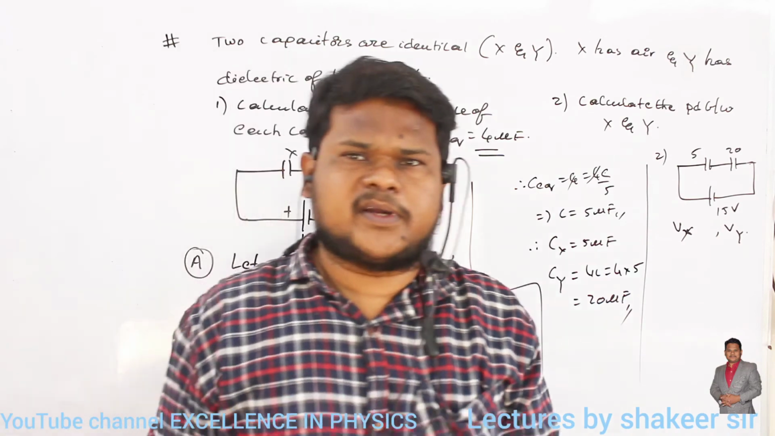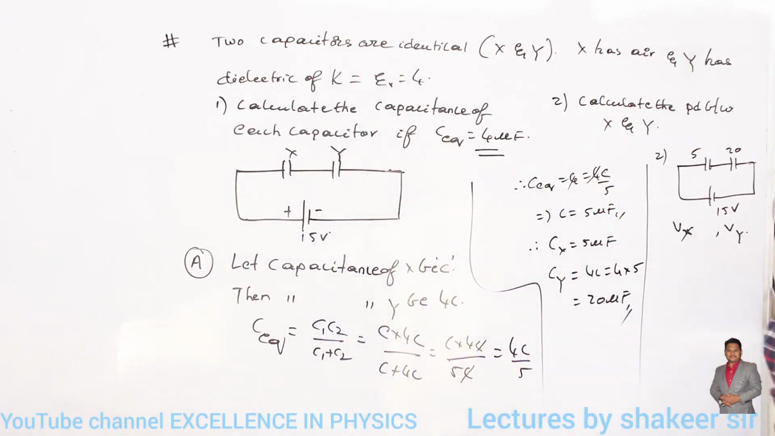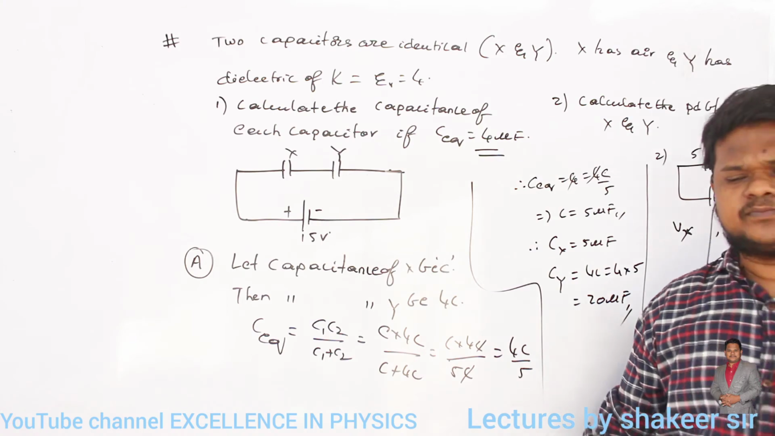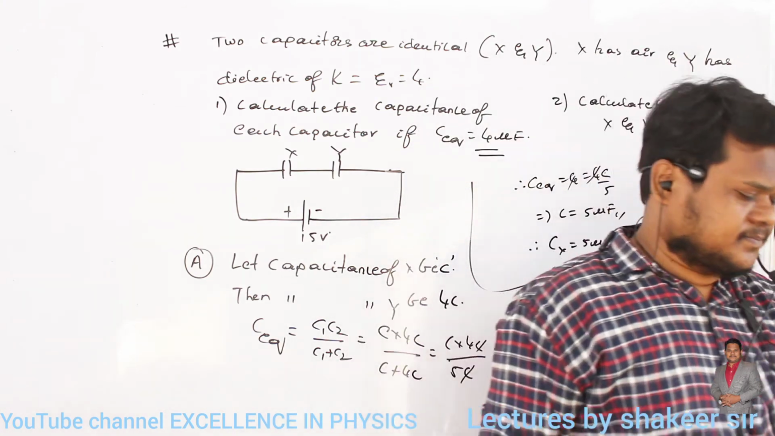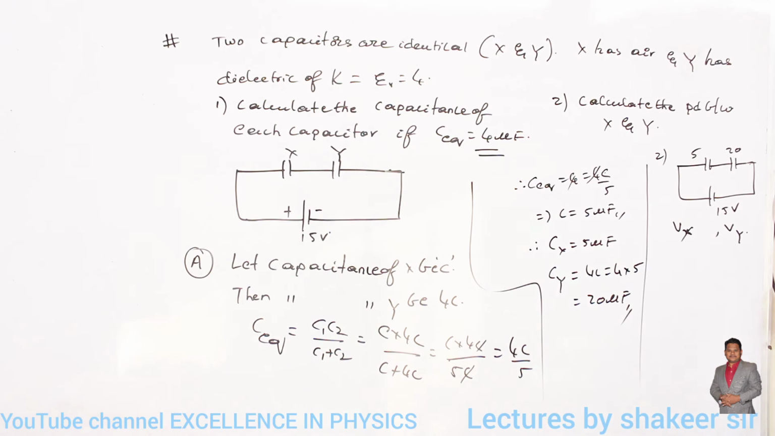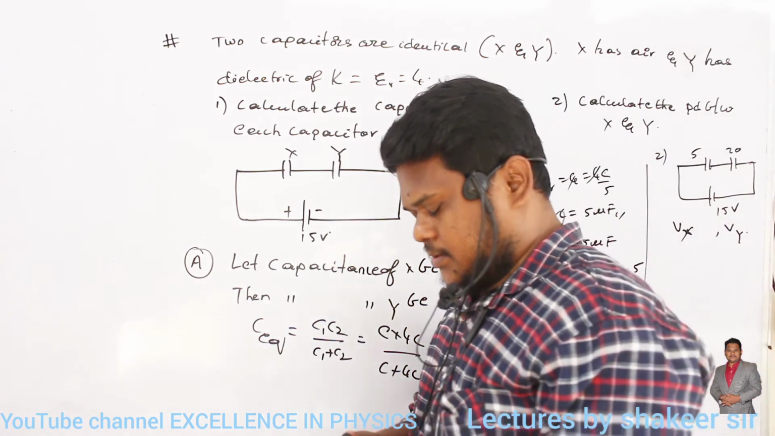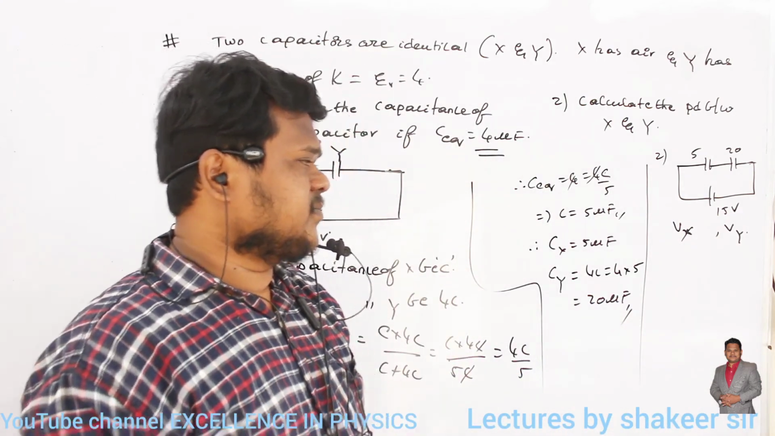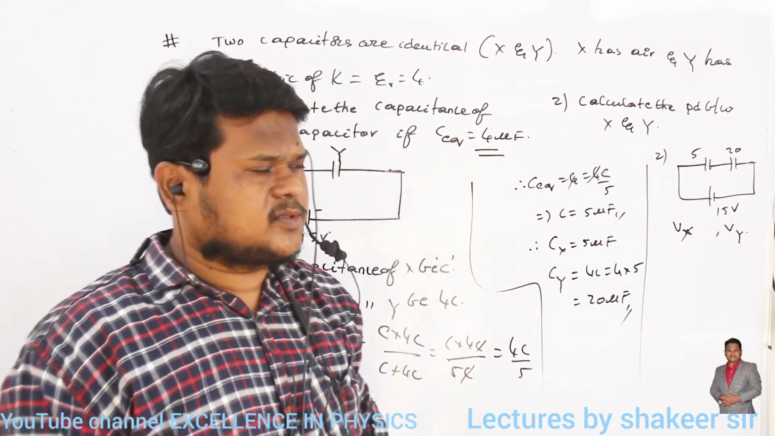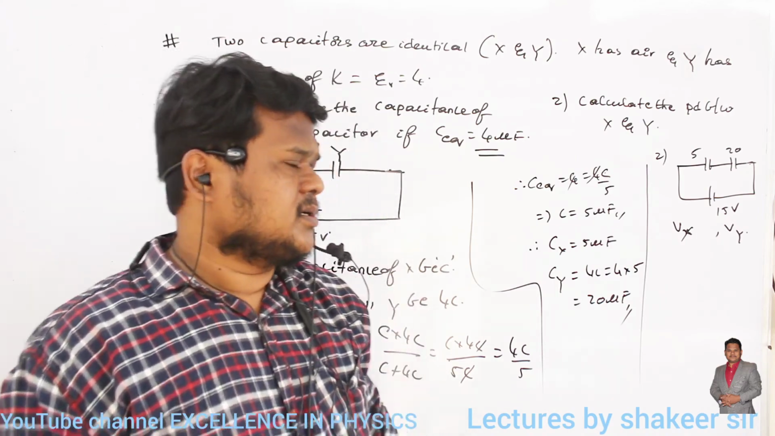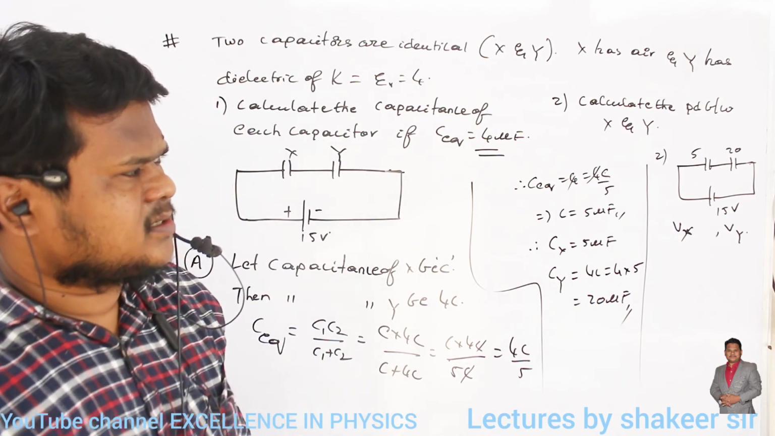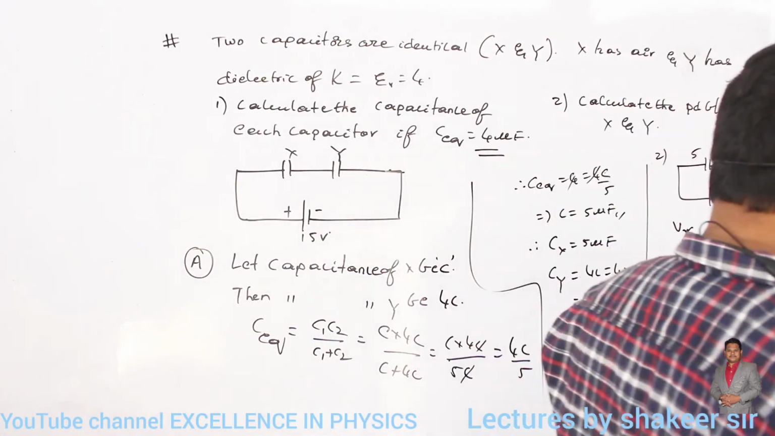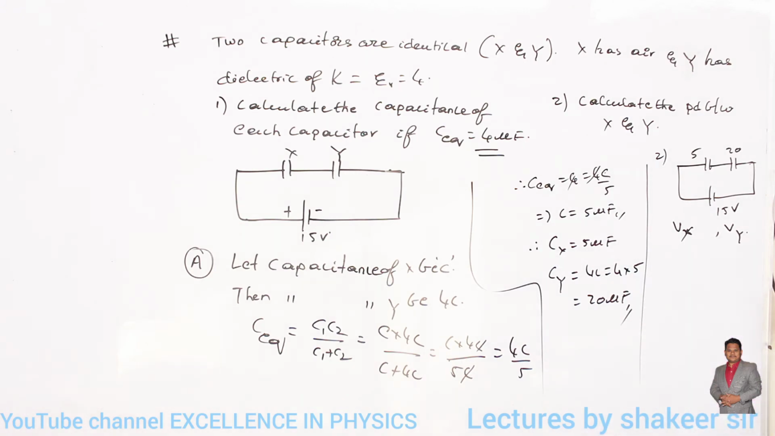In 2-3 methods we can do this, but we have already studied one easiest method. In that method, how can I calculate? V is equal to Q by C, definitely. So 3 volts and 12 volts is correct. That is good. But 3 volts is across which capacitor, and 12 volts is across which capacitor? 3 volts across X. 12 volts across?